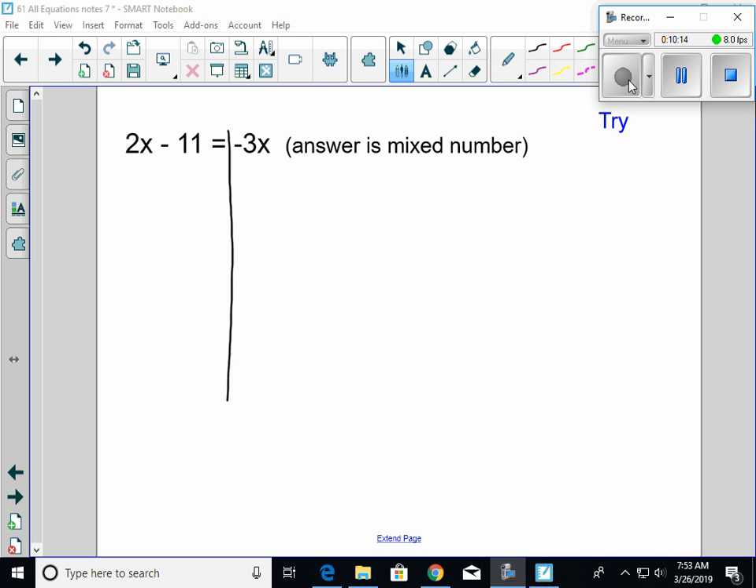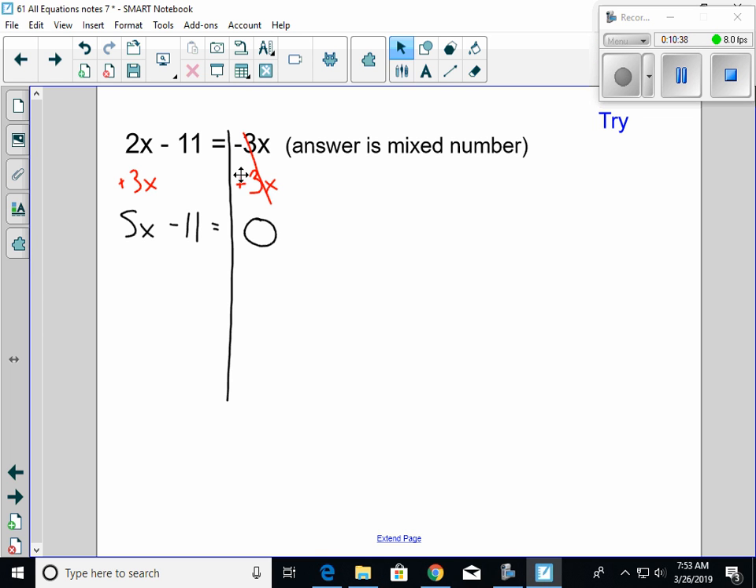Okay, for this example, I would bring the variables to the right. Now, maybe you didn't realize that. Maybe you brought them to the left. Okay, so let's do it that way, even though it's going to be longer. So maybe you did plus 3x to start. So 2x plus 3x is 5x. Bring down to minus 11. Now, you can't just cross these out. On the right, you have to write 0 because you need something on that side of the equation.